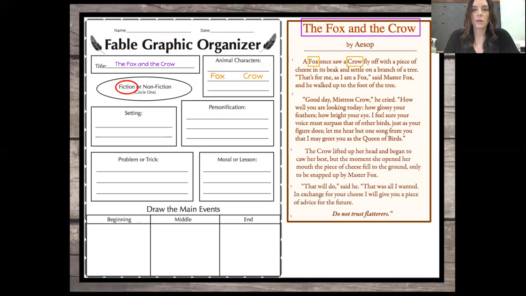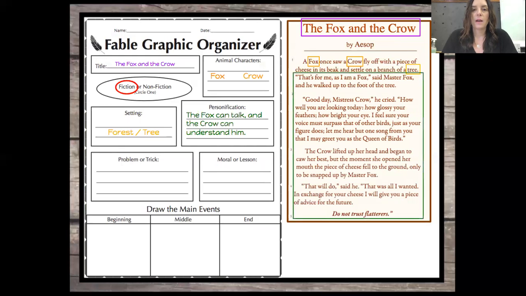This is a fiction story, naturally, because the fox is talking. The setting is, it mentions that the crow is on the branch of a tree. So I'm going to say that the setting is a forest, but specifically a tree. Personification. Remember that personification is when non-human characters or non-human objects are given human characteristics. So in this story, the fox can talk and the crow can understand him. So that's my example of personification.